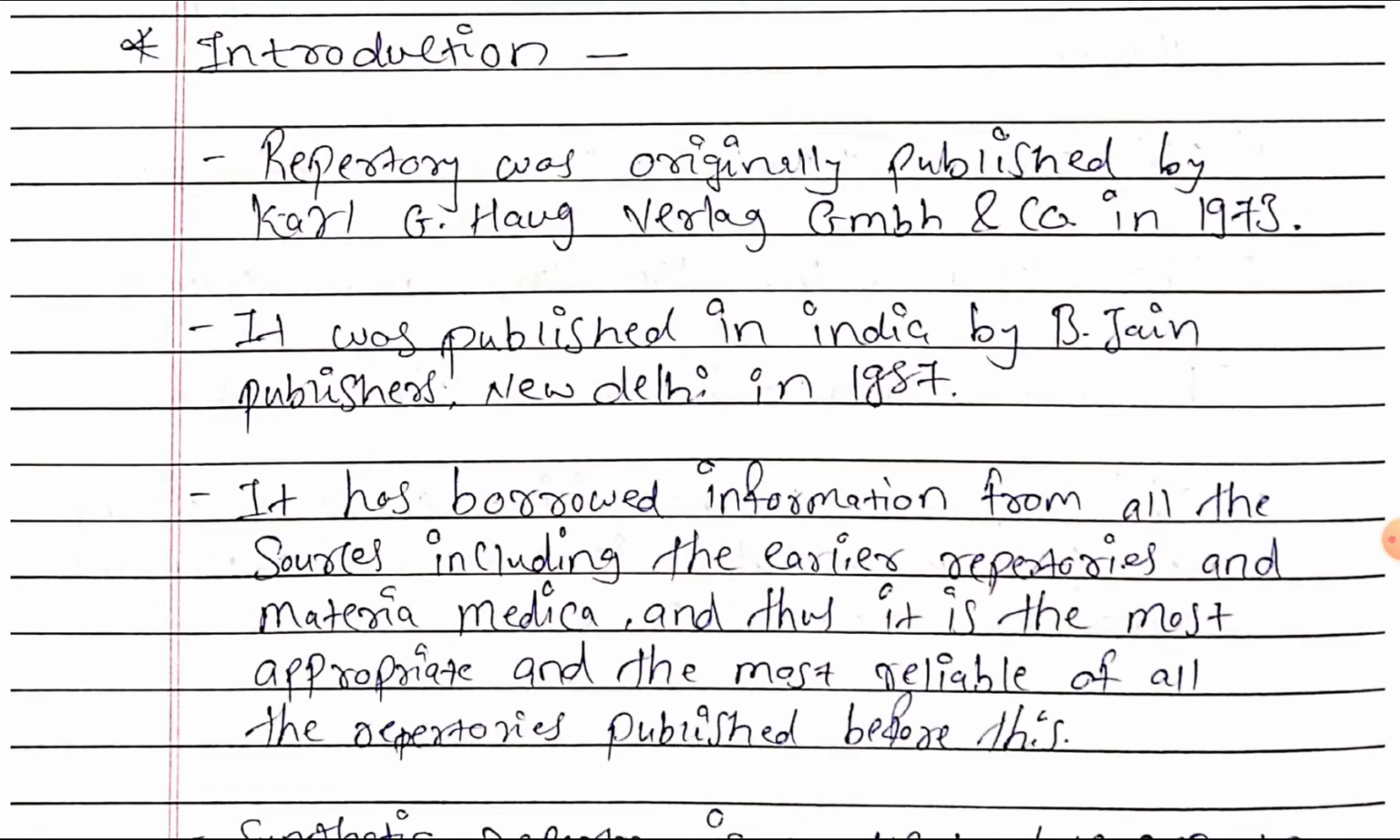Introduction. Repertory was originally published by Carl G. Hogg, Verlag, Gump and Co. in the year 1973. It was published in India by B. Jain Publishers, New Delhi in the year 1987. It has borrowed information from all the sources, including the earlier repertories and Materia Medica, and thus it is the most appropriate and the most reliable of all repertories published before this.